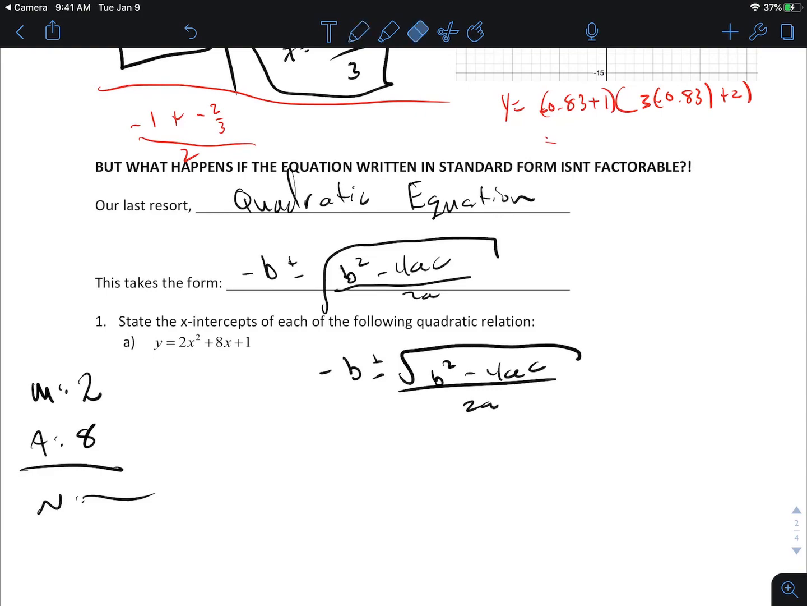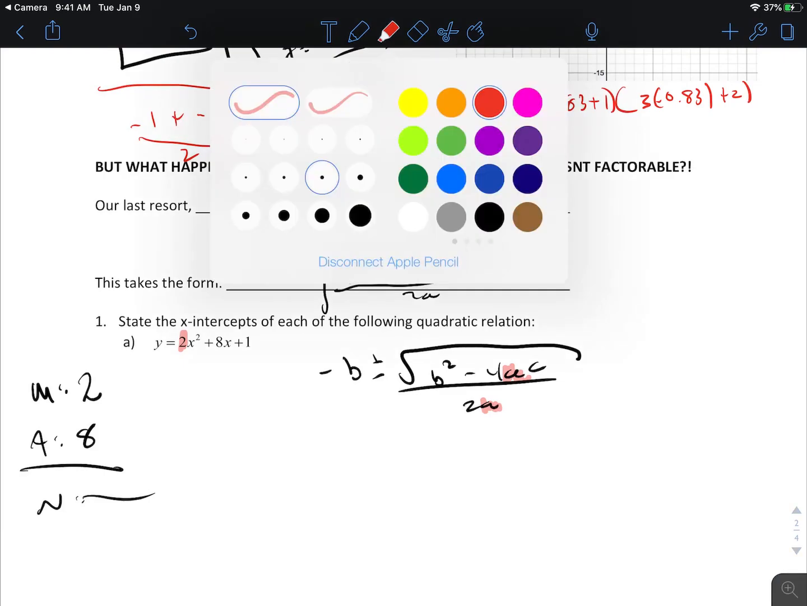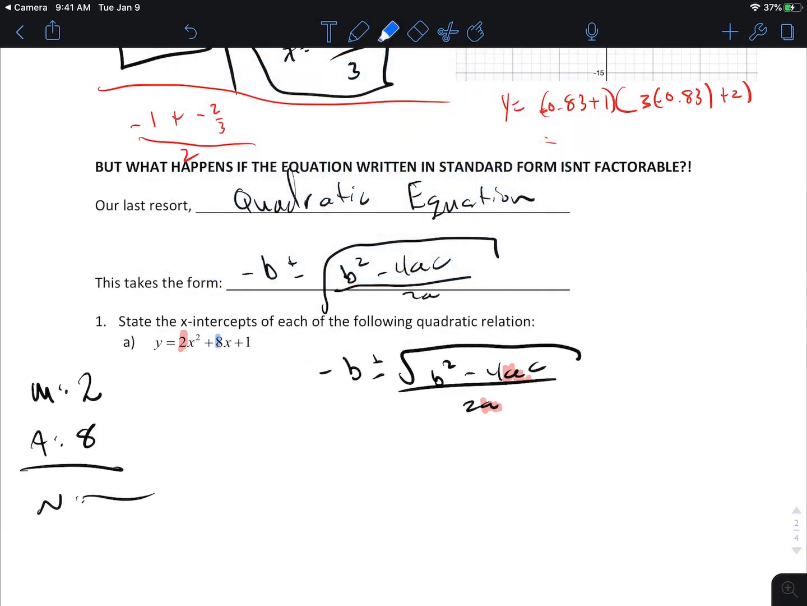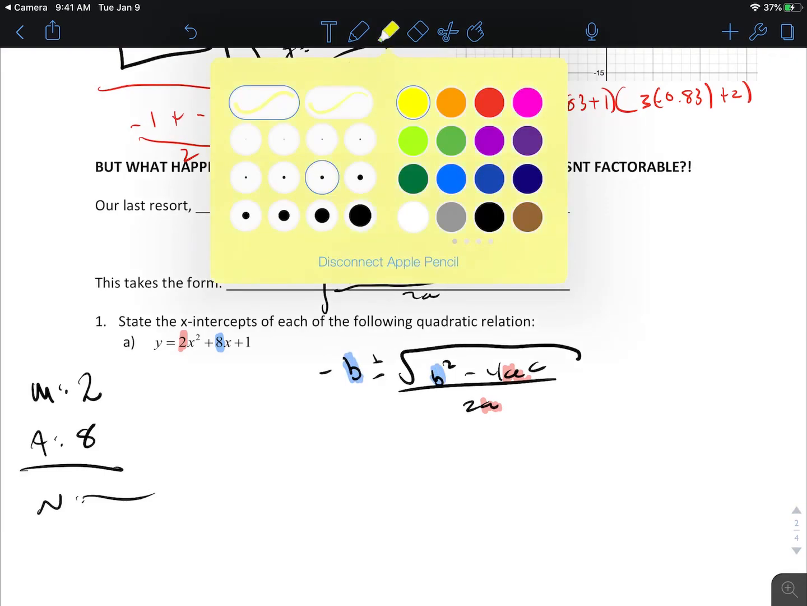Let's just visually, for those of us who have never seen this before. 2 is the A value, goes with the A's. B goes with all the B's. And then the C value goes with the C value.